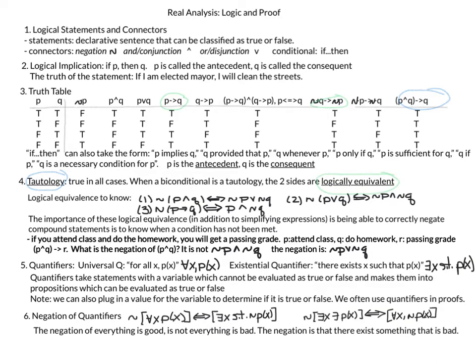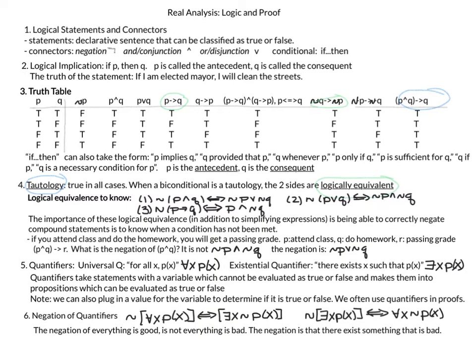This video is the second of two videos covering real analysis, logic, and proofs. In our first video, we talked about logical statements and connectors, logical implications, the truth table, and the tautology. In this video, we are going to start with quantifiers and then look at how to negate quantifiers. There are a number of examples, and at the end of the video, I have two problems for you to do by way of review.